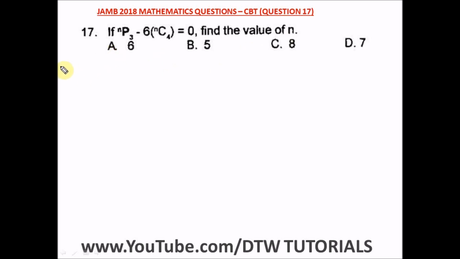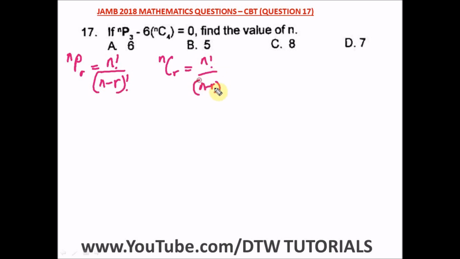So I hope we remember the formula for permutation. nPr is what? n factorial over n minus r all factorial. And you know permutation deals with arrangement, and also combination. The formula for combination is n factorial over n minus r factorial and r factorial. And combination deals with selection. Okay, so this is going to be a long one.